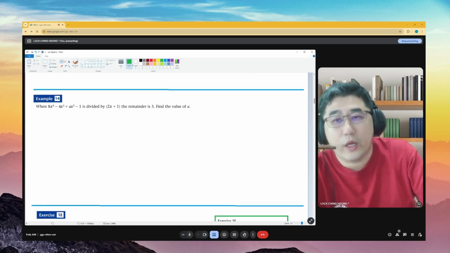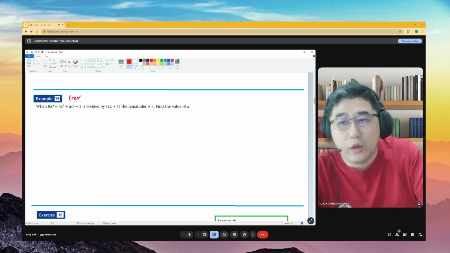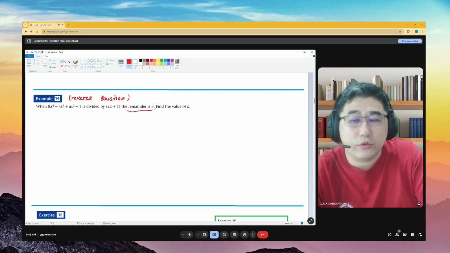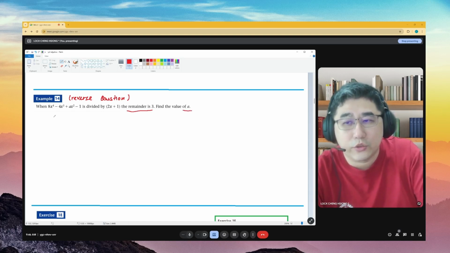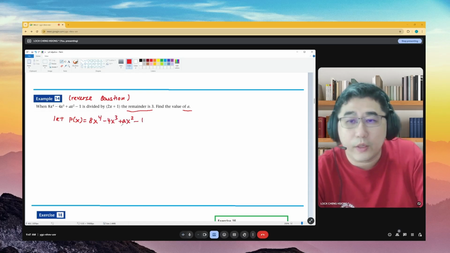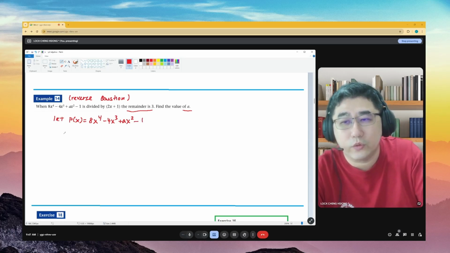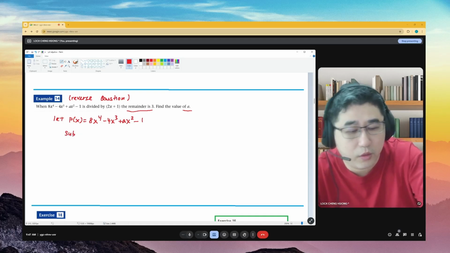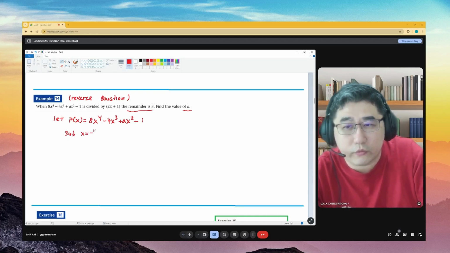Sometimes you have reverse questions. For reverse questions, it already tells you the remainder equals 3. We are required to find the value of a that provides that. So I let p(x) equal 8x to the 4 minus 4x cubed plus ax squared minus 1. Then I substitute x equals negative 1 over 2.